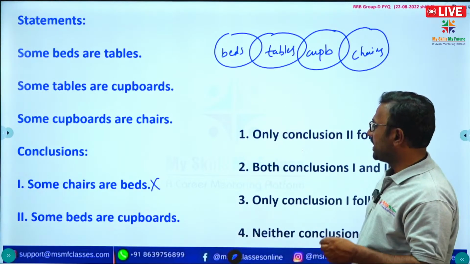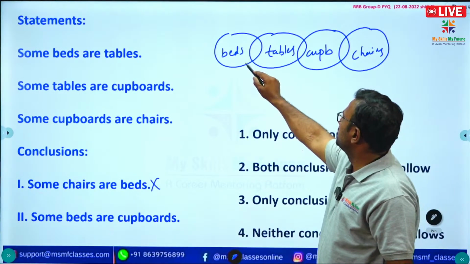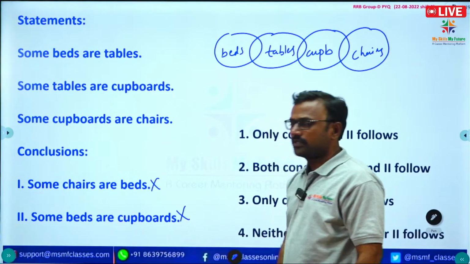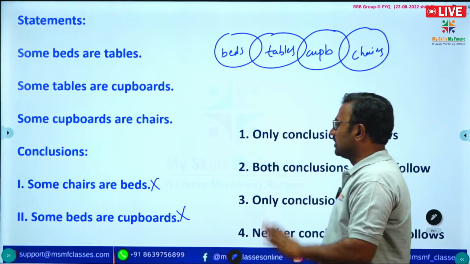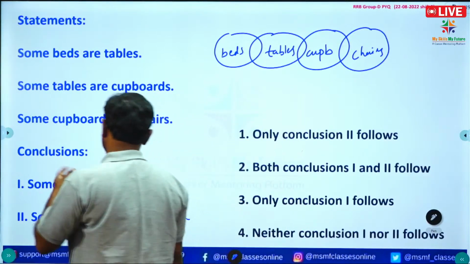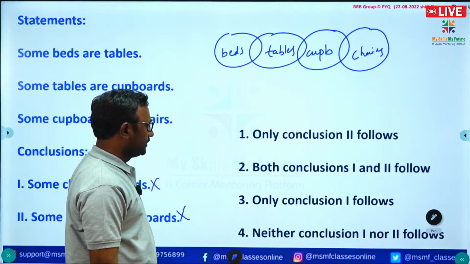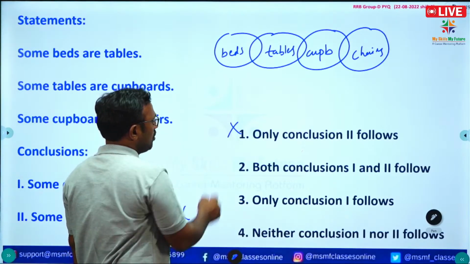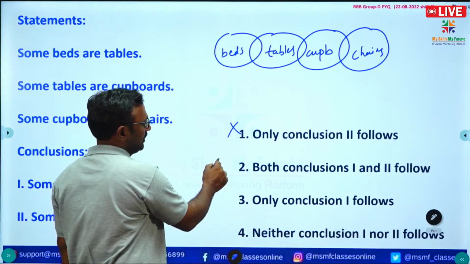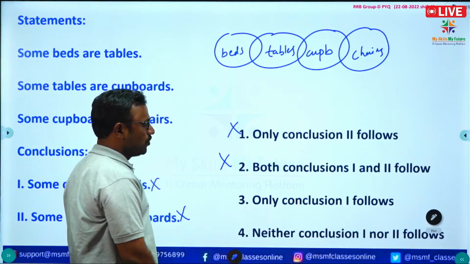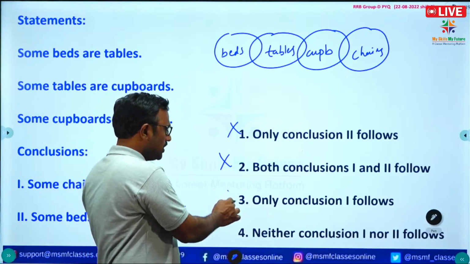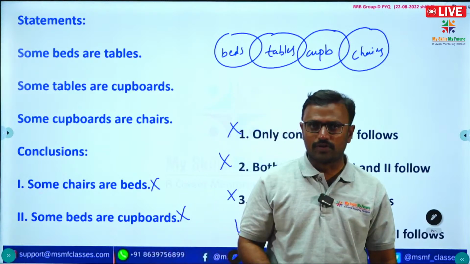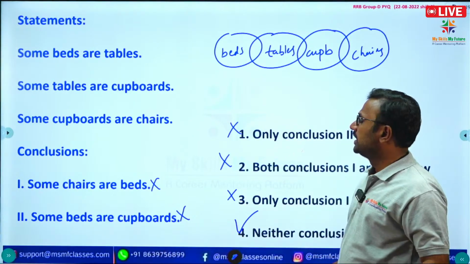Next, some beds are cupboards. Here beds is there, here cupboards is there. We cannot say some beds are cupboards. So both conclusion 1 and conclusion 2 do not follow. Option 1, only conclusion 2 follows, no. Option 2, both conclusions 1 and 2 follow, no. Option 3, only conclusion 1 follows, no. So which option is there? Neither conclusion 1 nor conclusion 2 follows. So option 4 is correct. Next question.